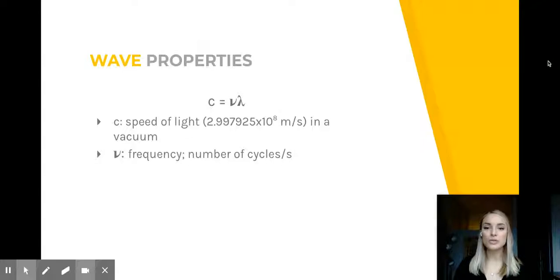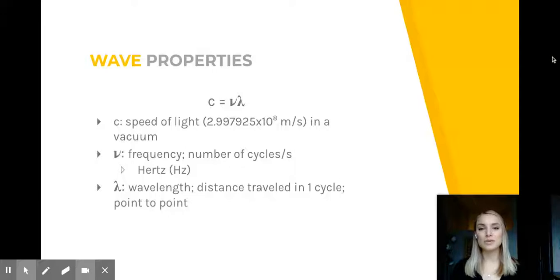We have nu, which is the frequency or number of cycles per second. Frequency is measured in hertz. Then we have lambda, which represents the wavelength, which is the distance traveled in one cycle. When we look at measuring lambda, we measure from point to point, so that would be from crest to crest or from trough to trough.